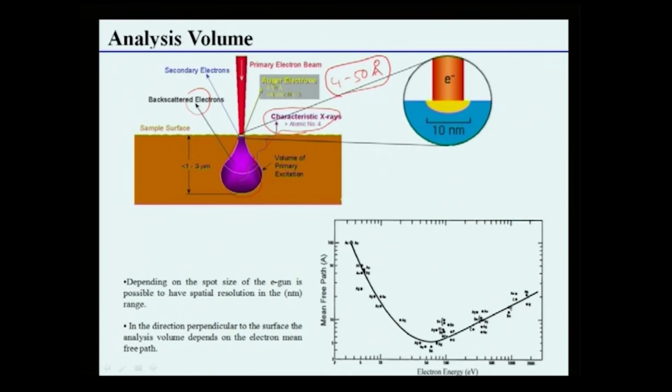Depending on the spot size of the electron gun, it is possible to have very small spatial resolution. In the direction perpendicular to the surface, the analysis volume depends on the electron mean free path. If you plot mean free path versus electron energy, it first decreases from gold to beryllium, then it increases till sodium. So these are the two main factors: one is the beam size, the other is the mean free path. If you use a perpendicular measurement system like that, then your mean free path becomes very important.